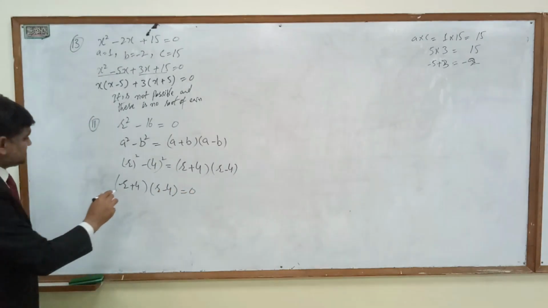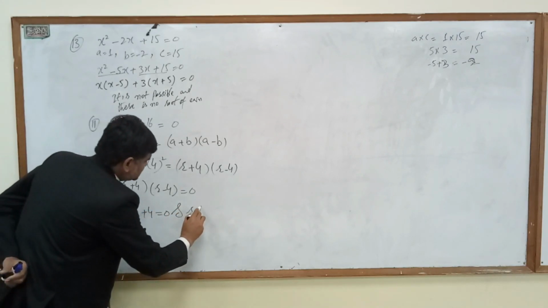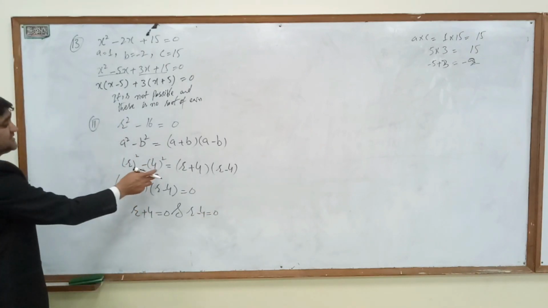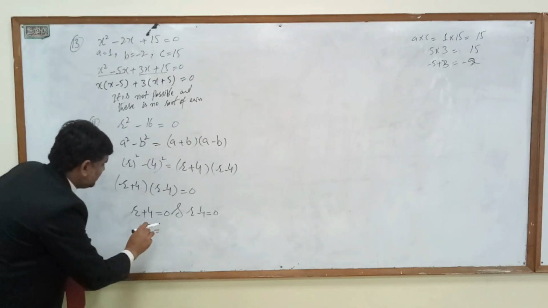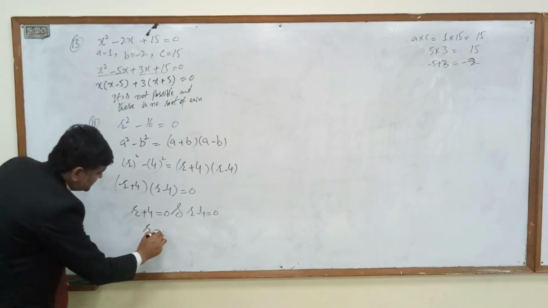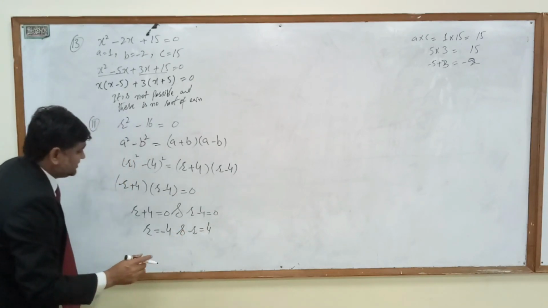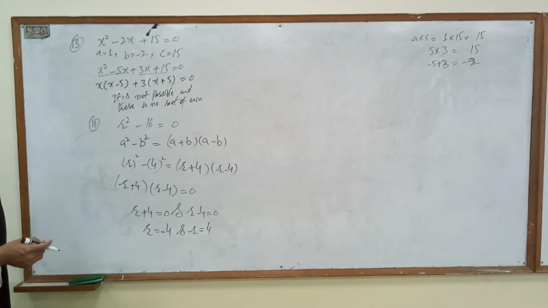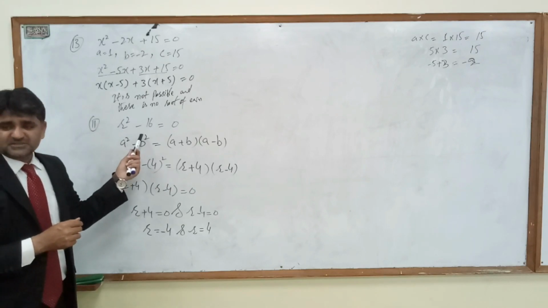What is the first pair? r plus 4 is equal to 0 and r minus 4 is equal to 0. It's called the complete square method. So r is equal to... it's a first degree equation. How to solve? Shift the variable to one side and the constant to the other side. r is equal to minus 4 and r is equal to plus 4. Here we have two roots. Minus 4 and plus 4 are the values which can satisfy this equation. Other than these values, nothing will satisfy this equation.